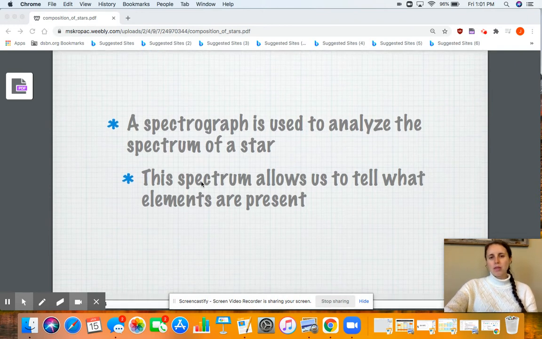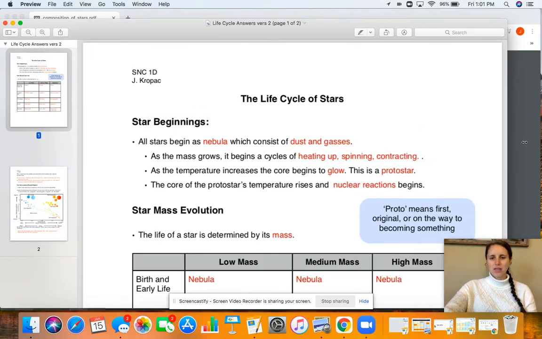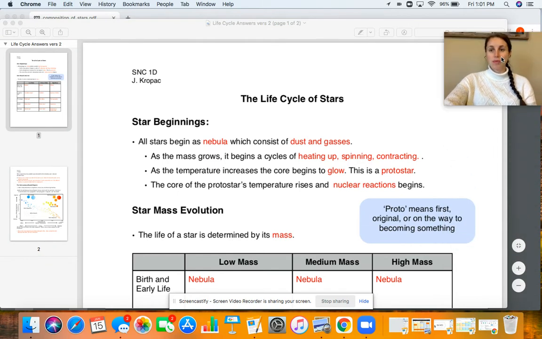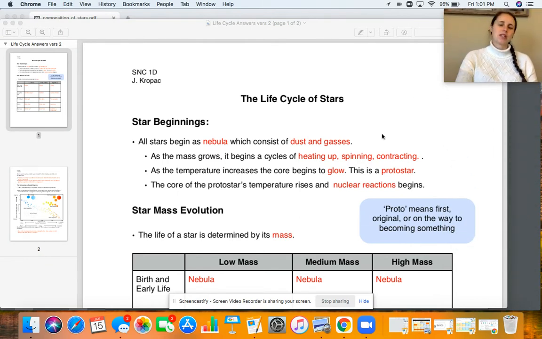Now that we know a little bit about stars and their characteristics and their composition, I want to talk about what's called the life cycle of a star. We want to talk about how a star is born and what happens to the star at the end. So let's talk about star beginnings.